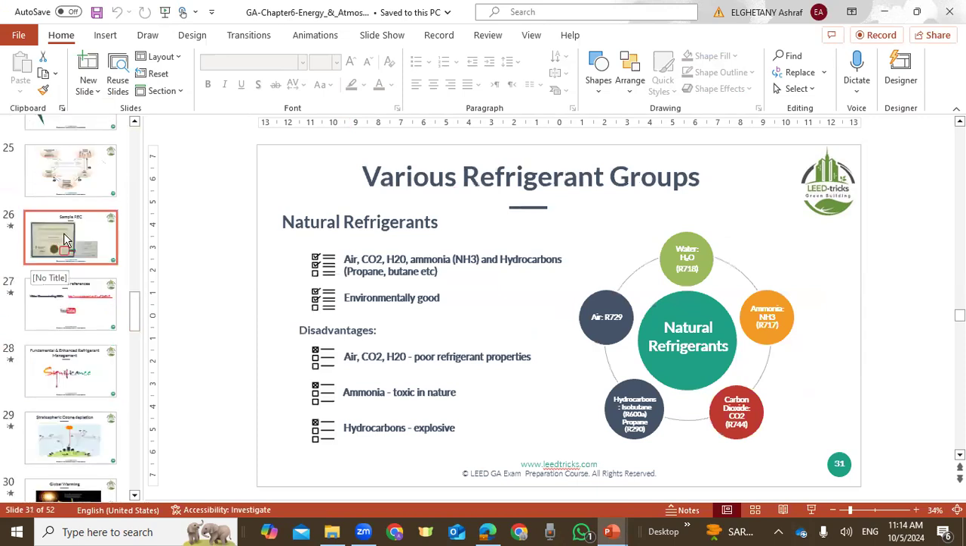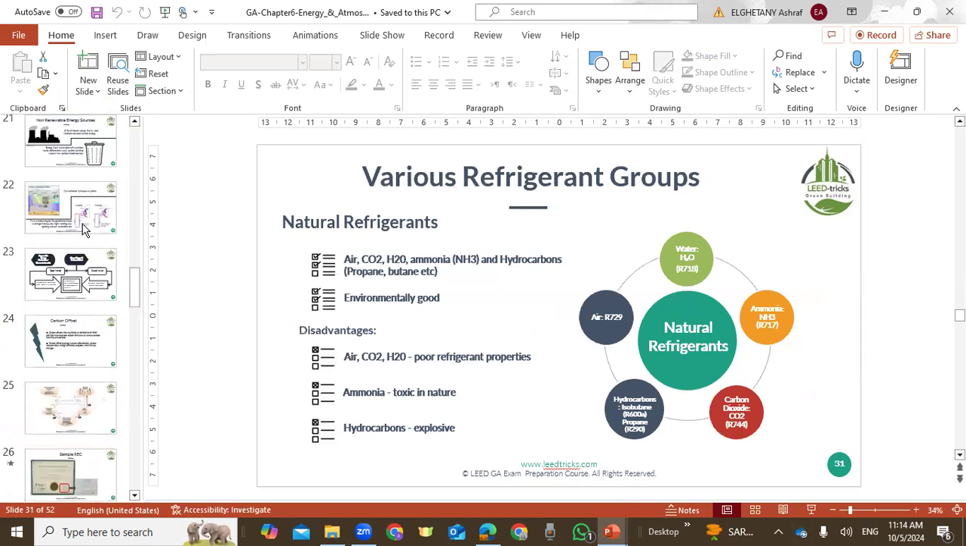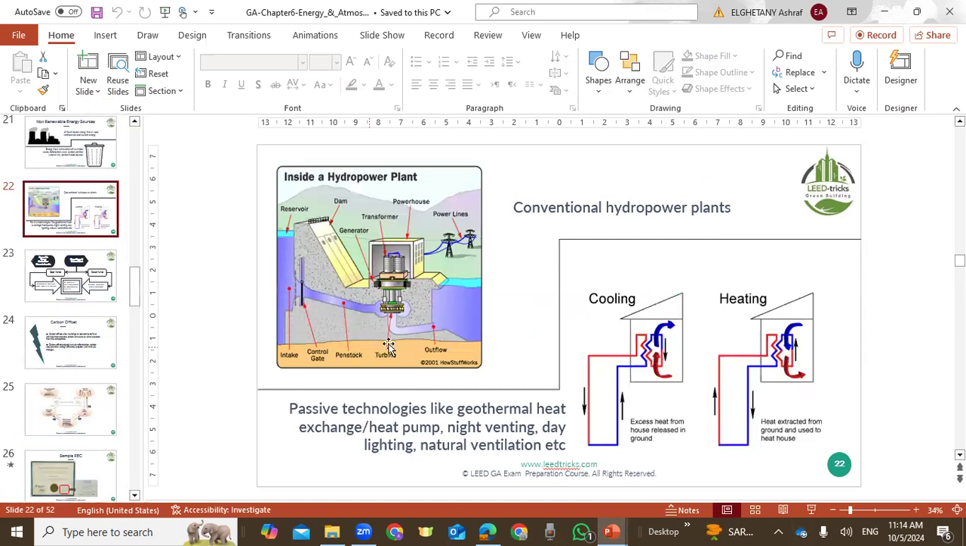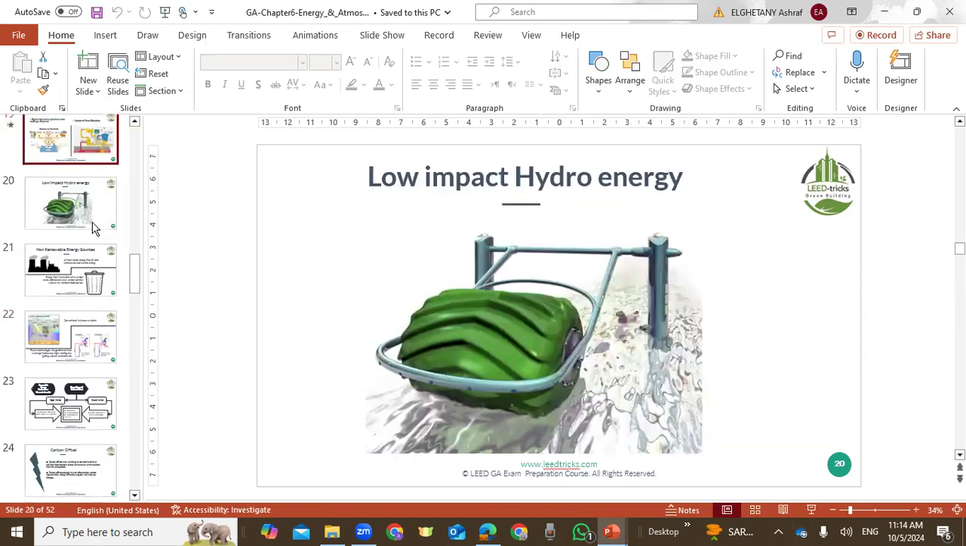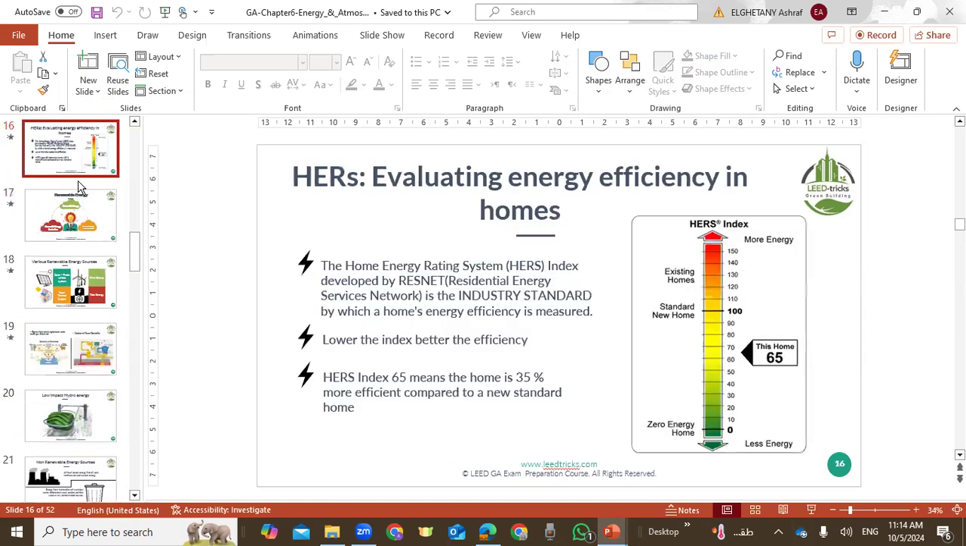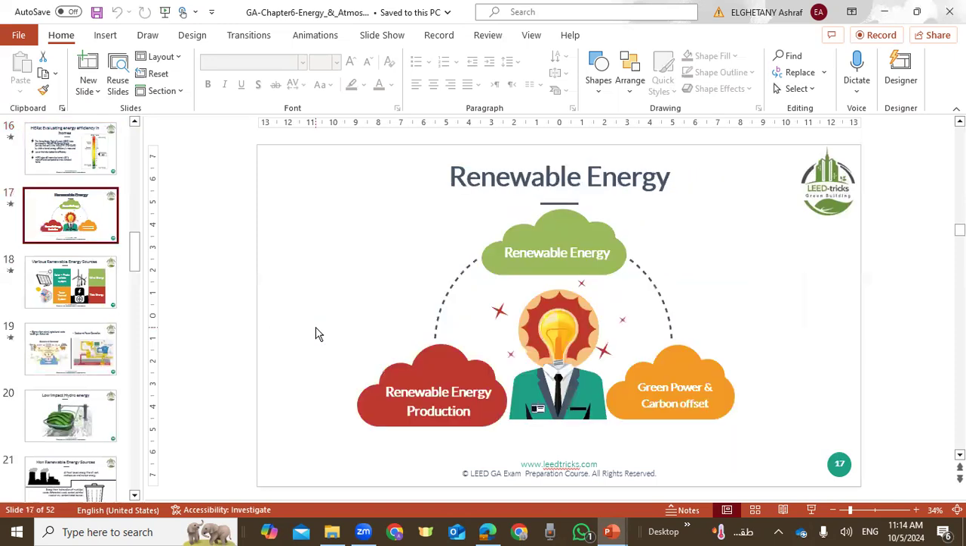Okay, after that, we have some very interesting concepts about energy, renewable energy. I told you the first thing you need to know: green power and energy production. To the right, green power. To the left, renewable energy production.